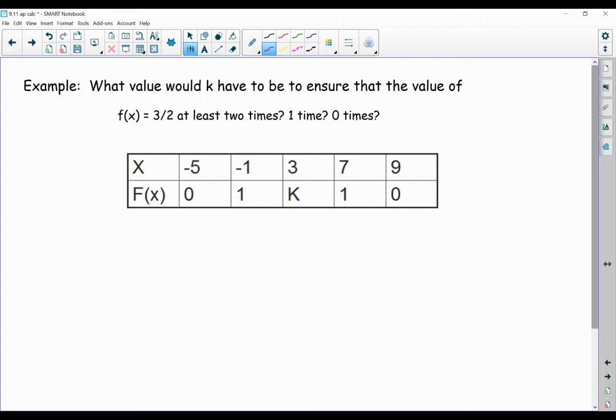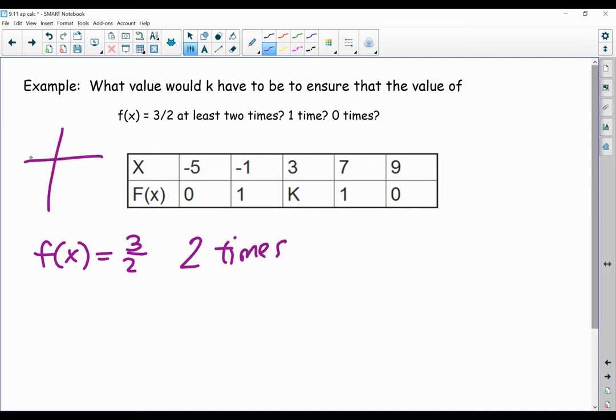Okay. If I want to make sure f of x has a solution of 3/2 2 times, I always have to think about what this picture looks like. So at -5, I'm at a height of 0. At -1, I'm at a height of 1. At 7, I'm at a height of 1, and I'm at a height of 0. And here's y equals 1.5. So I want to make sure that I can hit this horizontal height 2 times. Well, the only way that can happen is if k is bigger than 3/2.